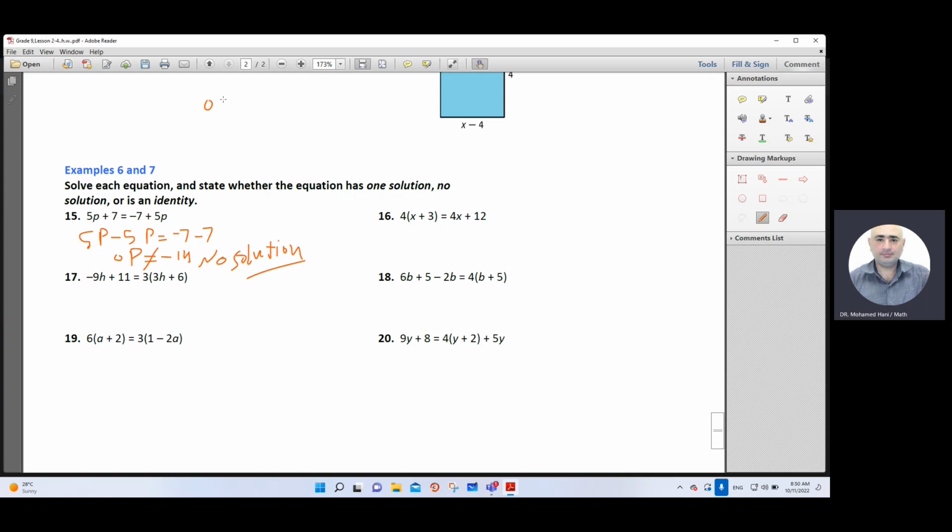If you have like this, 0y equals 0, what do you get? An identity. Identity means infinitely many, means the same. If you get the same, this equation means you have an identity or infinitely many solutions. And when you have x equals 1, for example, or any value here, it means you have one solution.